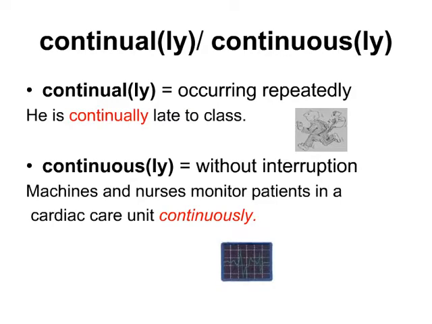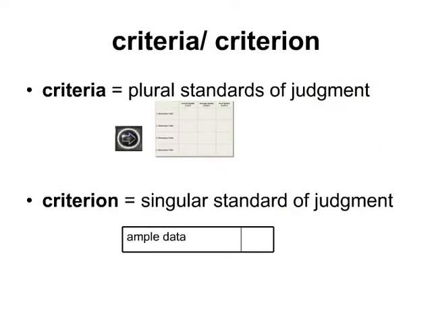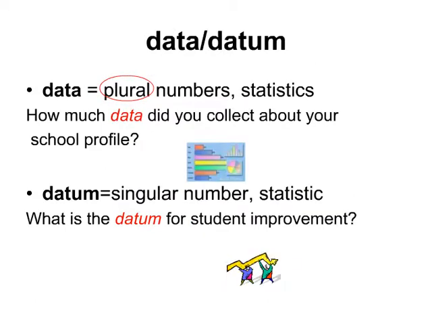Look at the difference between how continual or continually and continuous and continuously are used. Contractions are fine in informal speech, but in a formal paper they're not used. The singular for criteria is criterion, which is one standard. Similarly, data is plural from the Latin, and datum is one number or statistic.